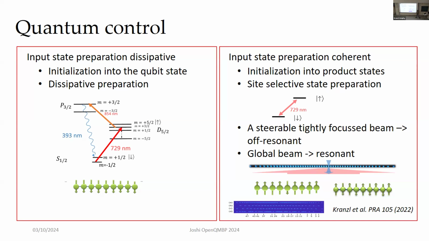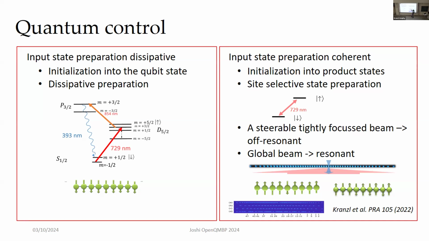We have basically the population between these two ground states. So we basically pump out the population such that we have the population on the right n equals plus half state, which is more like a dissipative process. And it allows us to have all ions into spin down state.